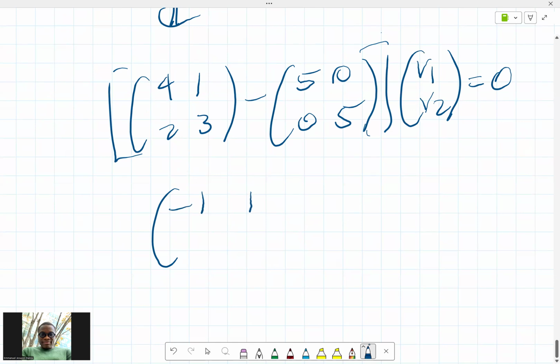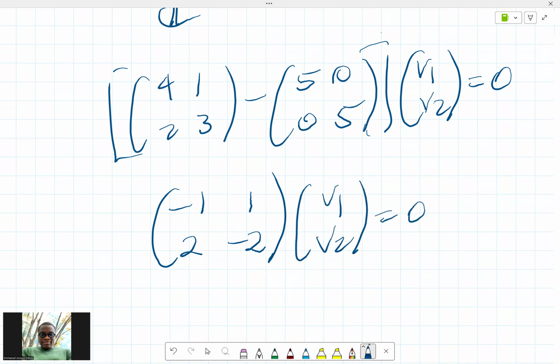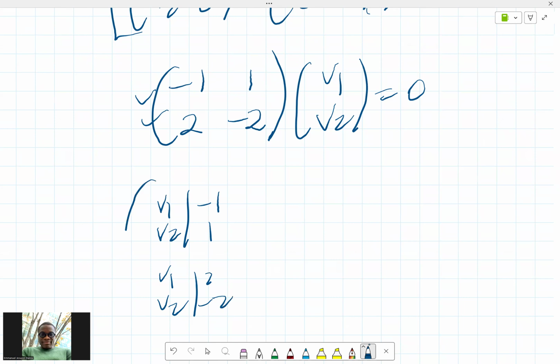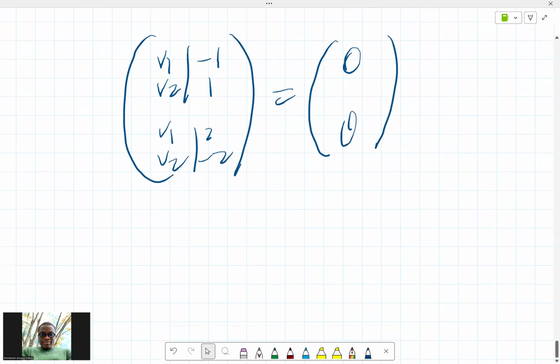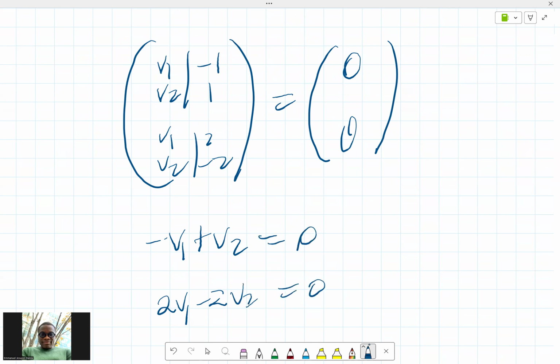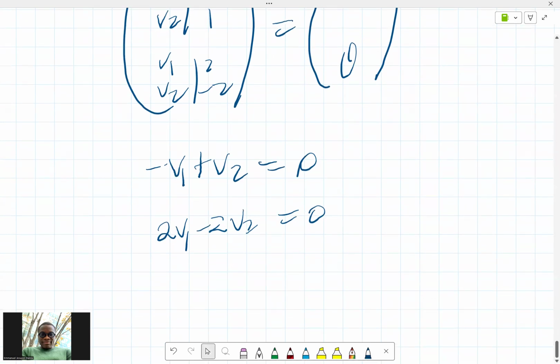So that means we have 4 minus 5, that's minus 1. 1 minus 0 is 1. 2 minus 0 is 2. 3 minus 5 is minus 2. Then [v1; v2] equals 0. Because we have two rows here, we have minus v1 plus v2, then we also have 2v1 minus 2v2. So this is 0, this is 0. So anyhow you look at it, the two are basically the same kind of thing.